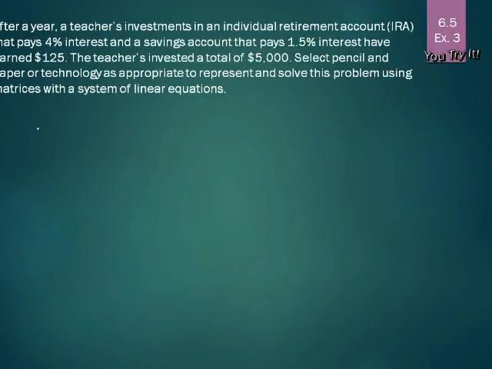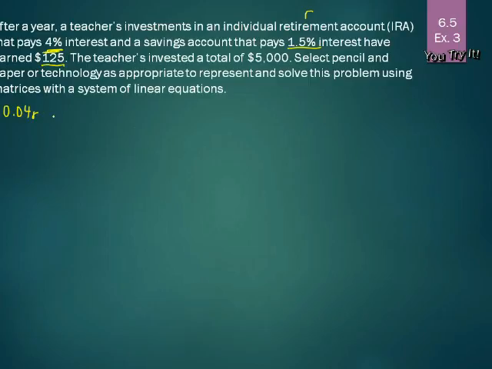linear equations. And so let's go ahead and first set up our equations. So it first tells us that she gets 4% interest in the retirement account and 1.5% interest in the savings account. And those are going to add up to a total interest of $125. And so to find the interest in the retirement account, we would just take the decimal, which is 4/100, that's the 4%, and then times the amount of money she puts in that retirement account. Let's just call the amount of money R that she puts into that account.